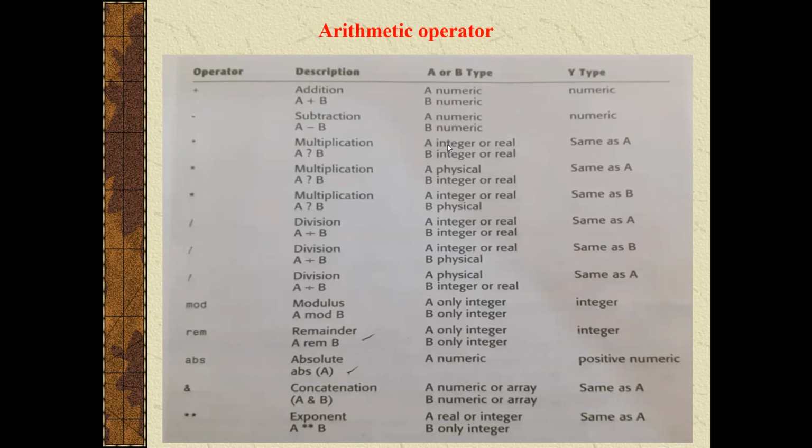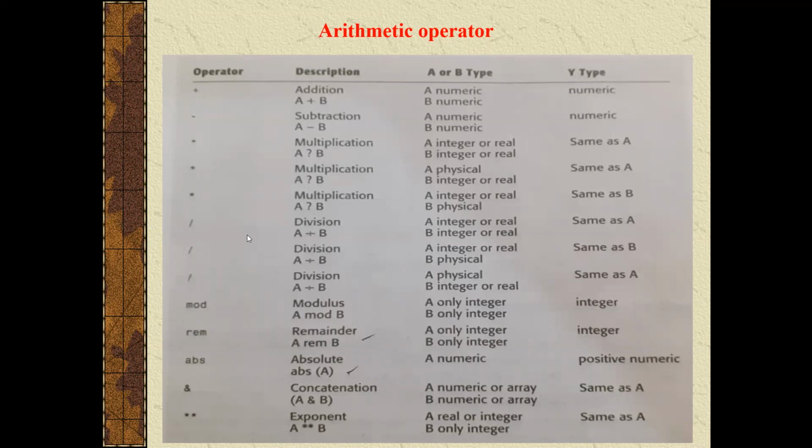What are the input types here? A is an integer or it may be real, and B is also an integer or real. The answer will be of the same type as A. Whatever the type of the A input is, that type of output we will get. And similarly here also, whatever the input is, such type of output we will get.